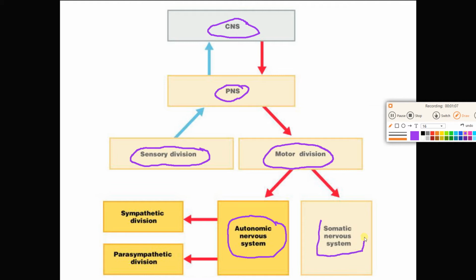The somatic nervous system, which sent commands to skeletal muscle, and the autonomic nervous system, which sent commands to cardiac muscle and to smooth muscle and to glands. And today we are doing the autonomic nervous system. We're going to talk about it in general, and we're going to talk about its two components, which are known as the sympathetic and the parasympathetic division. So that is our topic for today.